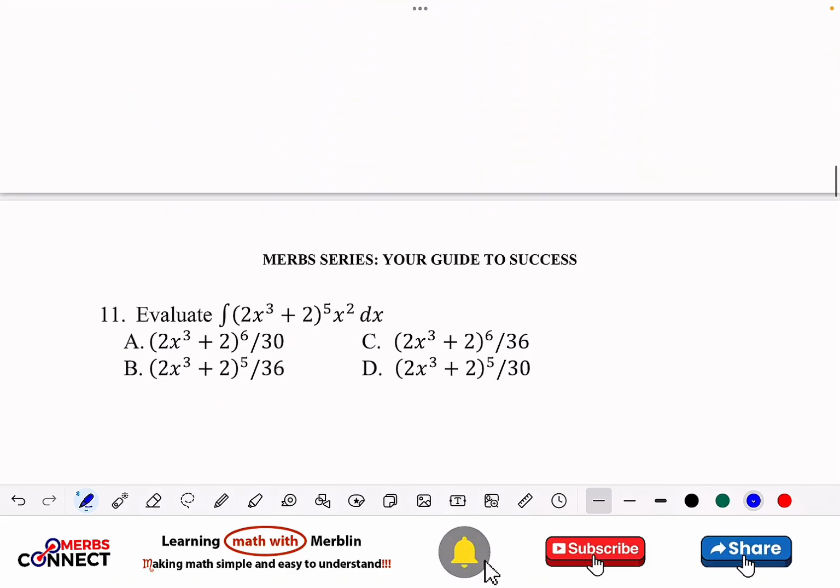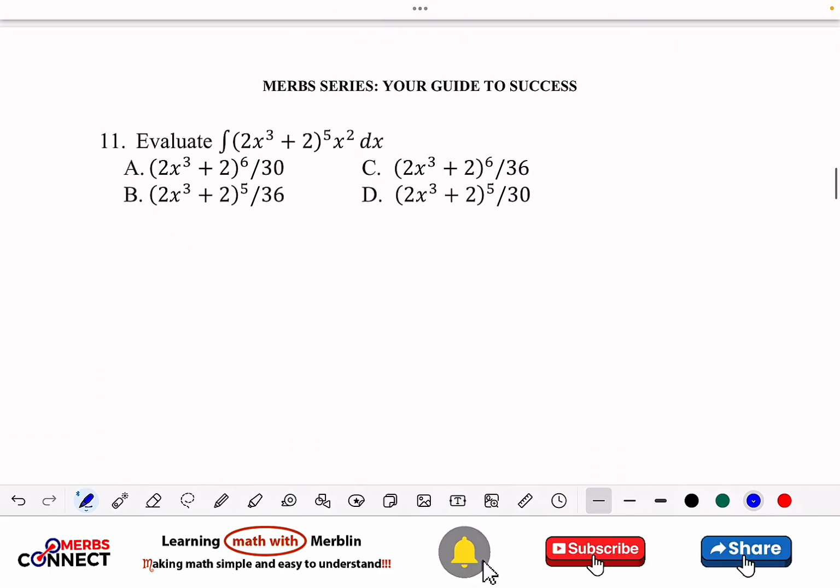Don't worry, I'll leave you some to do very soon. So this one too, we are going to use integration by substitution. I'll leave this one for you to solve, but I'll just give you a hint. Let u be equal to 2x cubed plus 2, and then use that to solve and leave your answer in the comment section.